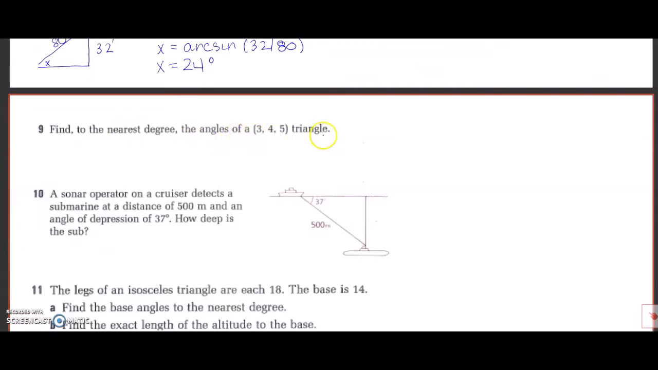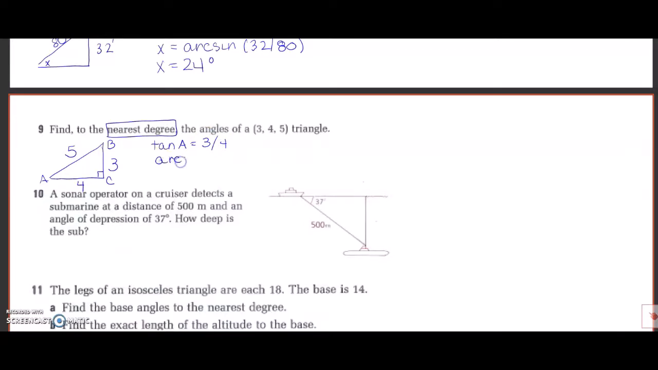Find to the nearest degree the angles of a 3, 4, 5 triangle. So thankfully it's saying to the nearest degree, because that's actually going to make this a little bit faster. So if I say this leg is 3 and this leg is 4, then the hypotenuse is 5. And I'm looking for the angle. So I'm going to say the tangent of angle A, it doesn't matter which one you pick, I'm just picking that one, is the opposite over the adjacent.